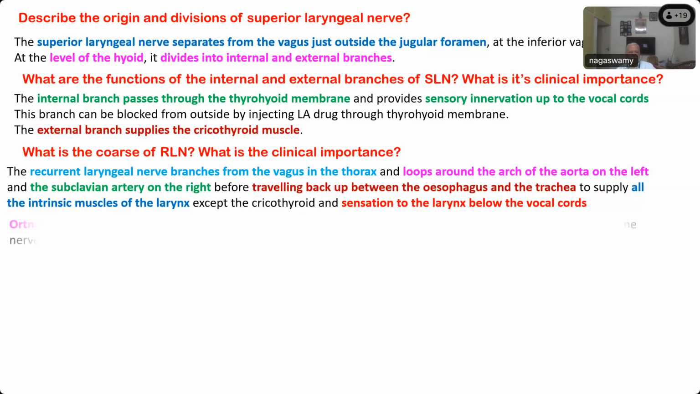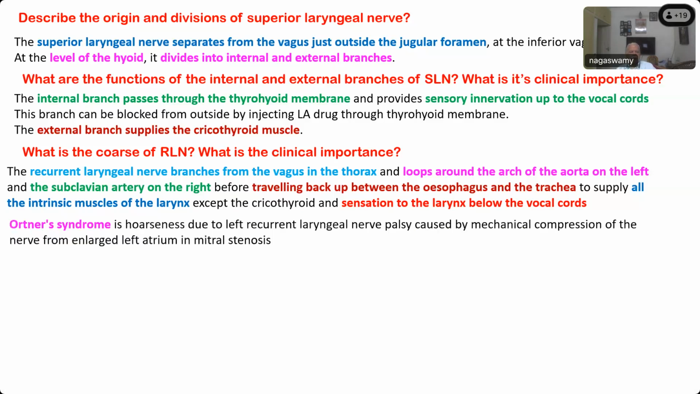Ortner's syndrome is hoarseness due to left recurrent laryngeal nerve palsy caused by mechanical compression of the nerve due to enlargement of the left atrium in mitral stenosis. So if a patient with mitral stenosis has hoarseness of voice, then we have to suspect that there is a left recurrent laryngeal nerve injury or compression because of the left atrial enlargement. This is one of the clinical importances of the left side recurrent laryngeal nerve. What is Semon's law?